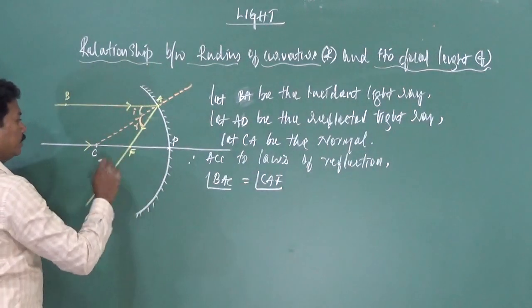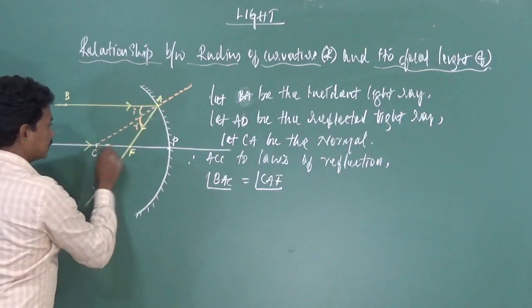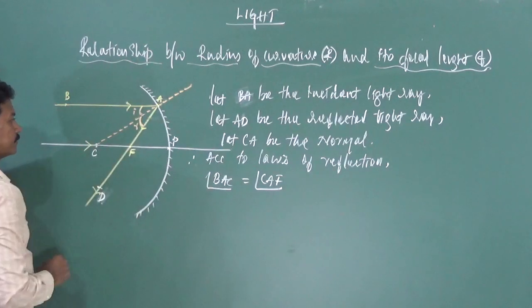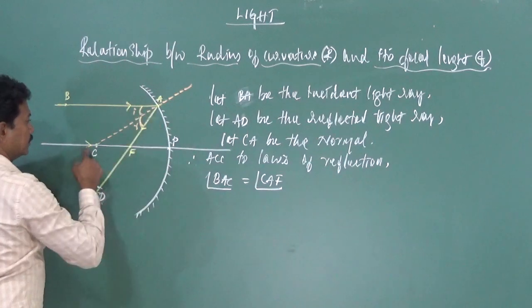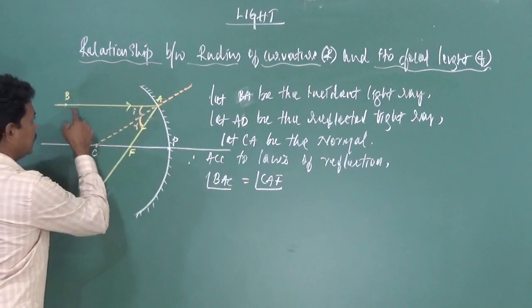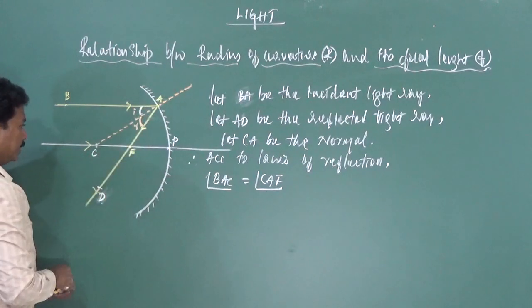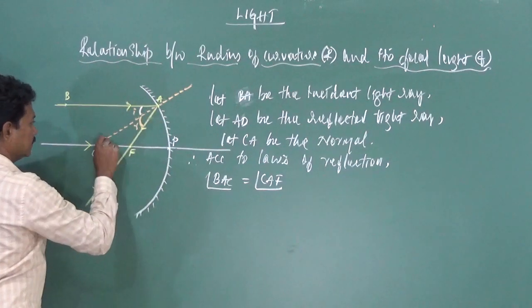Now, BA and CP, these two lines, are parallel to each other. Therefore angle BAC will be equal to angle ACF.